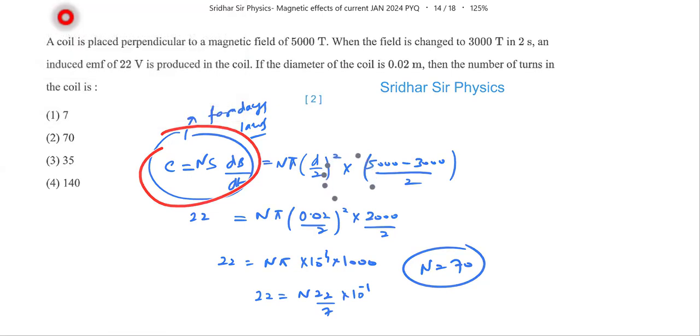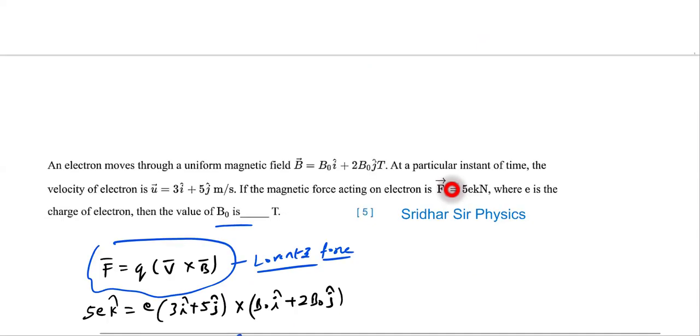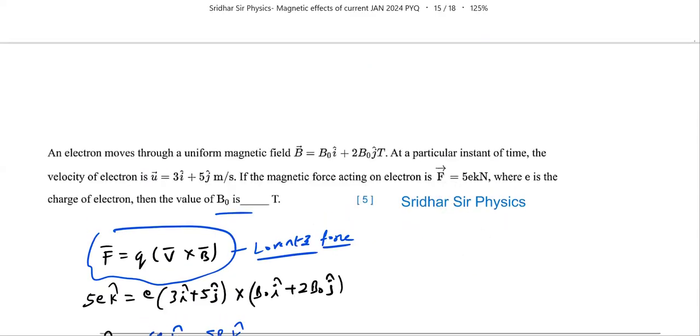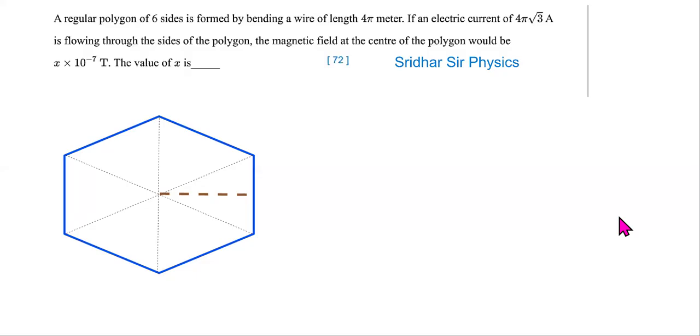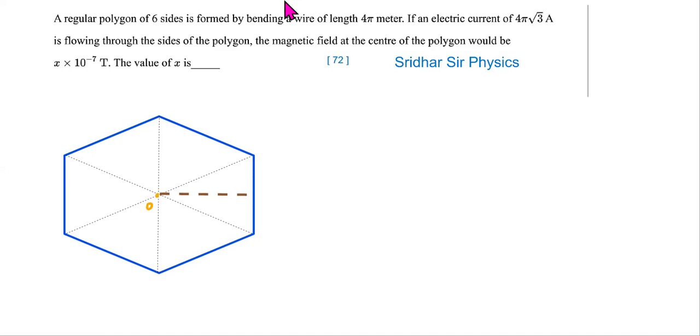Next question. We've already done that one, we'll take the other one. A regular polygon of 6 sides is formed by bending a wire of length 4 pi meter. The perimeter of the polygon is 4 pi meter. An electric current of 4 pi root 3 ampere is flowing through the sides. What is the magnetic field at the center of the polygon? We have to calculate at this point.